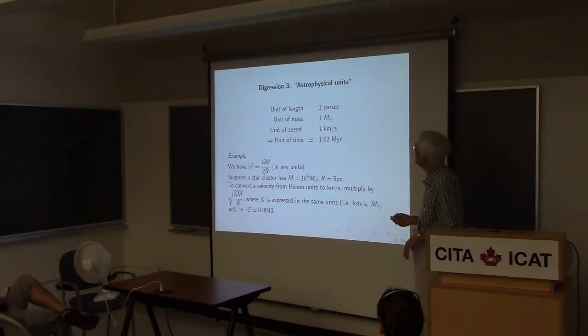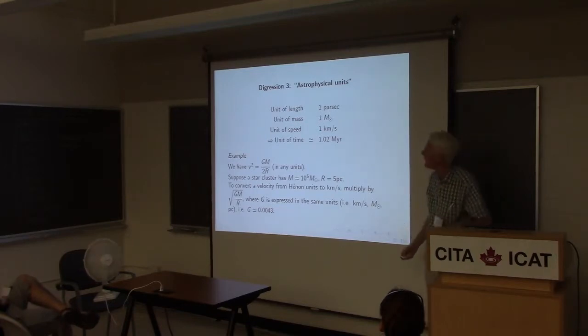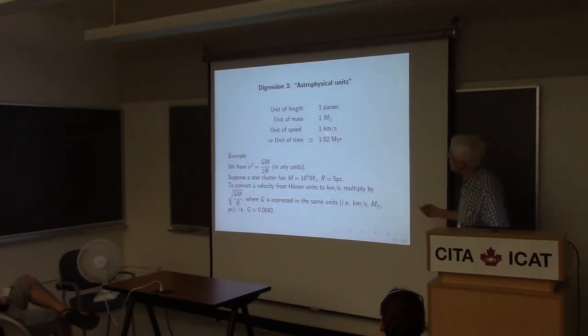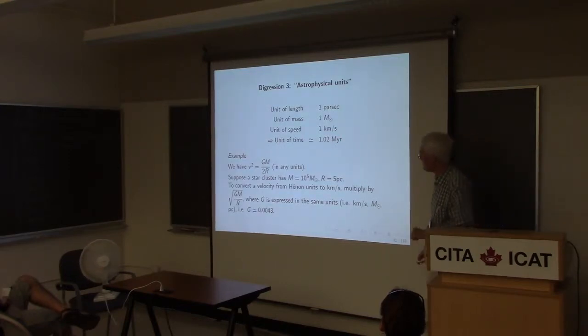Third digression, astrophysical units. I don't suppose this is an official word, but very often in star cluster dynamics one is using parsecs for the unit of length, solar mass for the unit of mass, and kilometers per second for the unit of speed, which conveniently leads to a unit of time which is around about 1 million years.